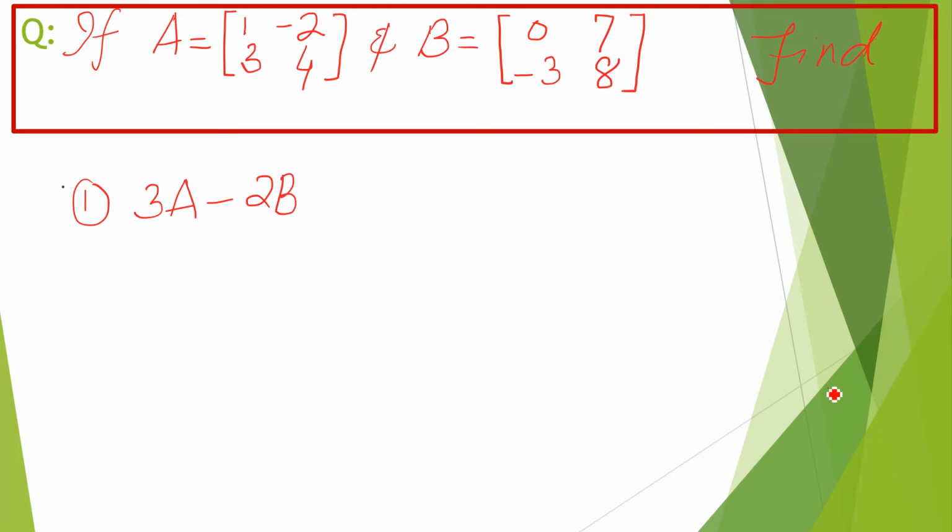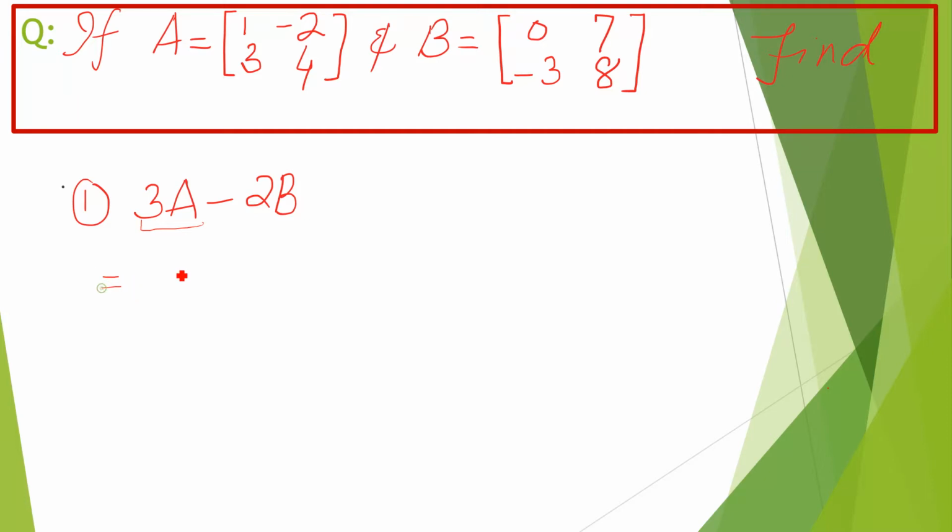In this lesson, we will solve some more questions of matrices. In this question, we have matrix A and B. Then we have to find out 3A minus 2B. So 3A means we have to multiply matrix A with 3. 2B means we have to multiply matrix B with 2. Then we have to subtract.